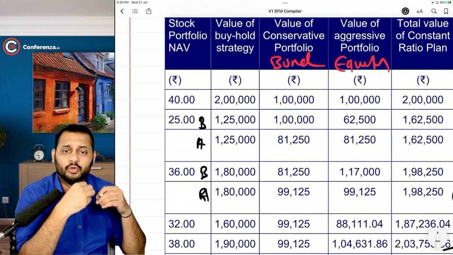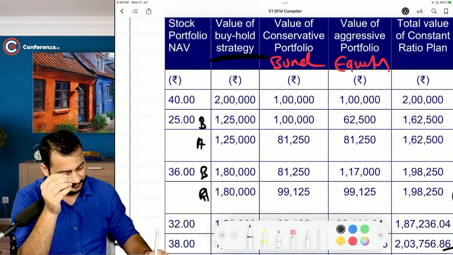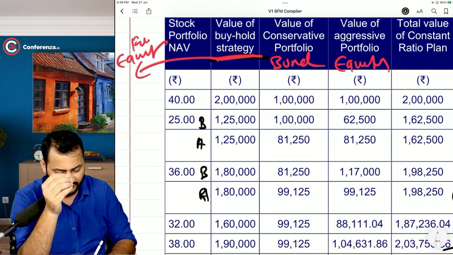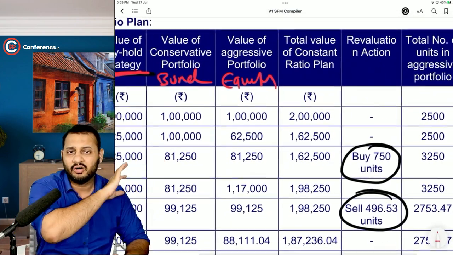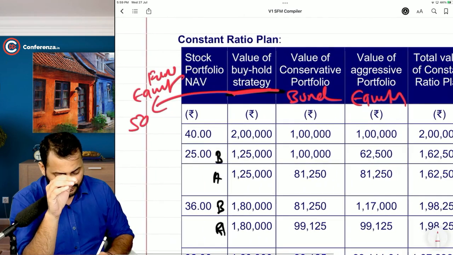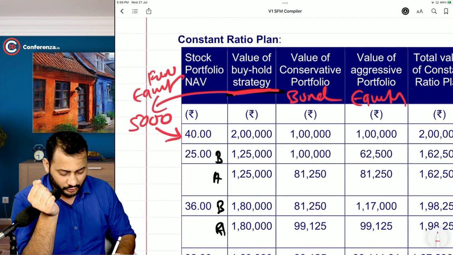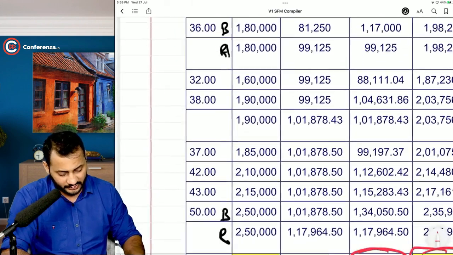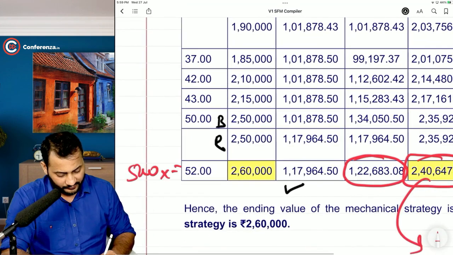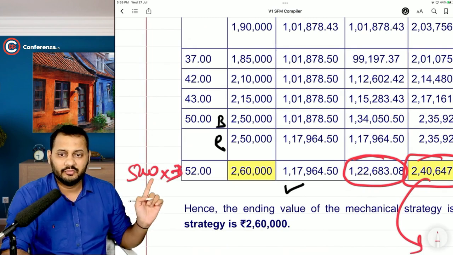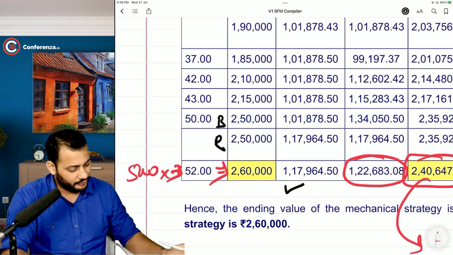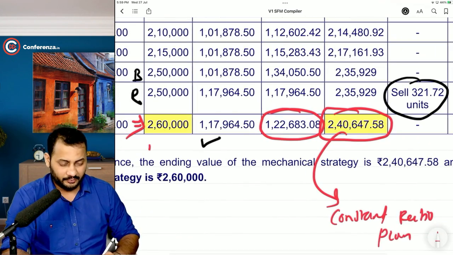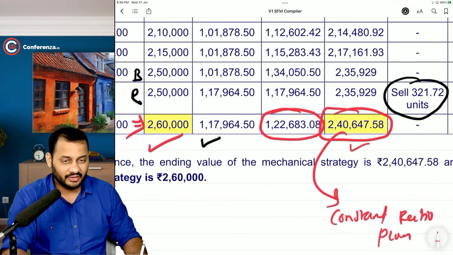If you would have followed only buy and hold strategy, and the entire investment would have been made in the equity fund and not this aggressive conservative thing, or we can say equity bond thing, then you would have purchased 5,000 units at the rate of 40, and the total investment would have been 2 lakh rupees in the buy and hold strategy, and that 5,000 units would have been worth 52 at the end, which would have made your portfolio 2,60,000. 5,000 into 52.